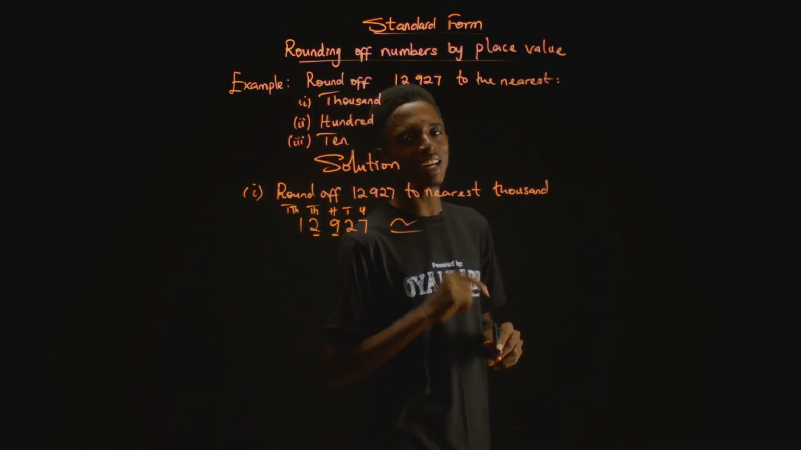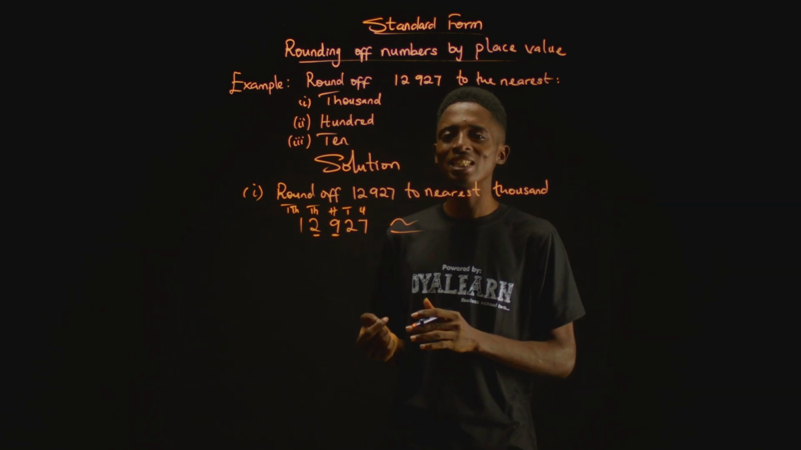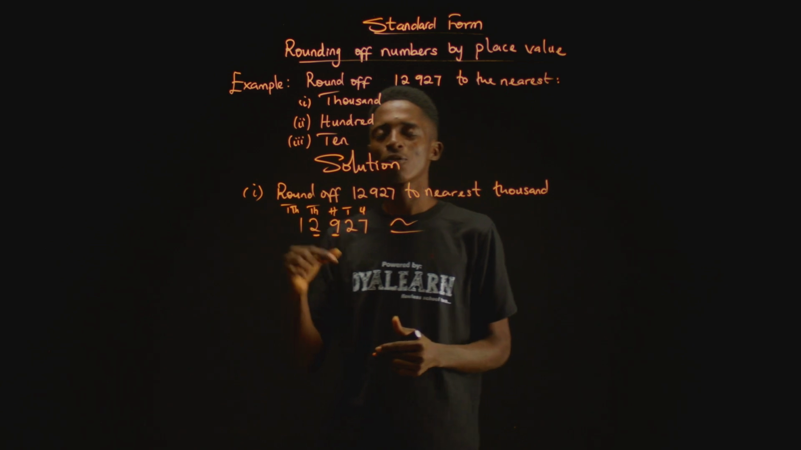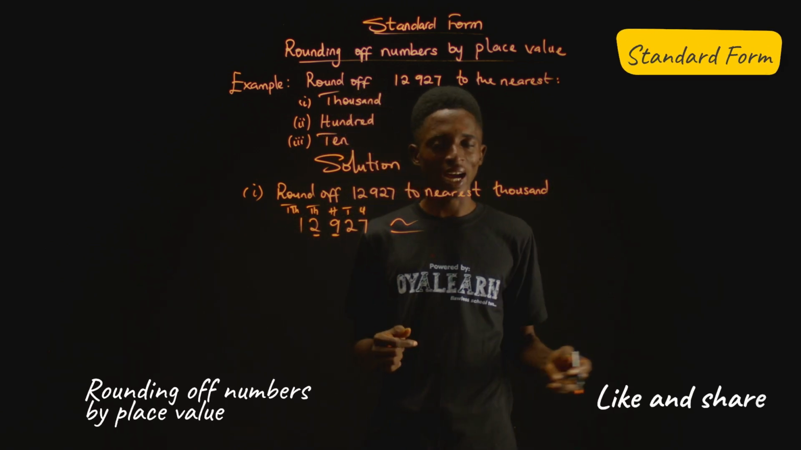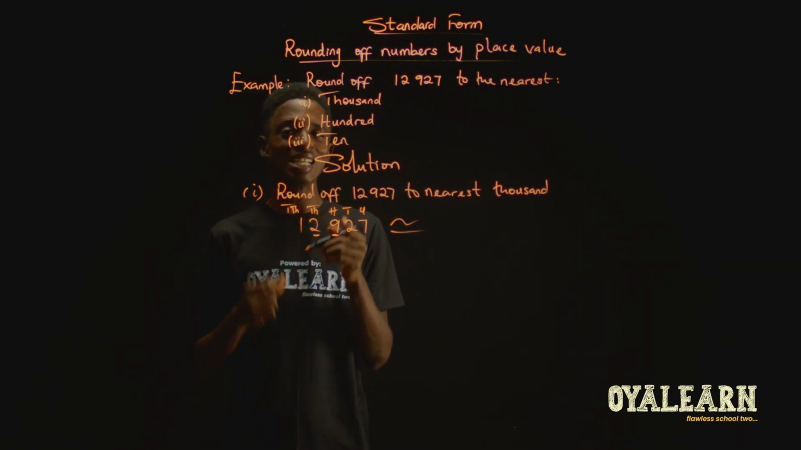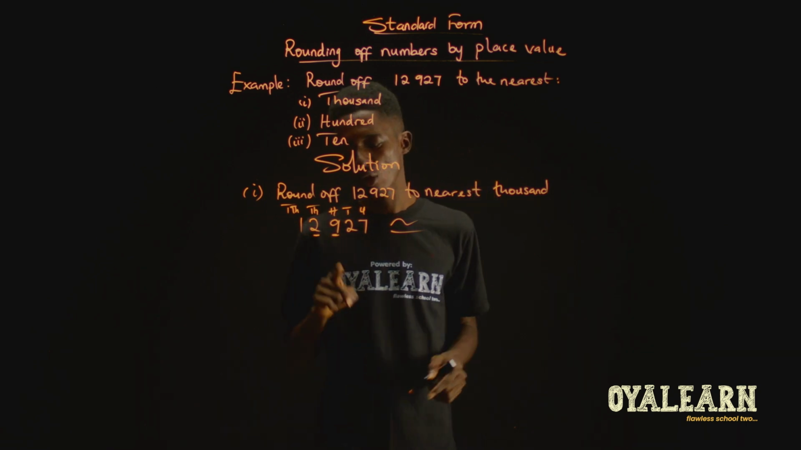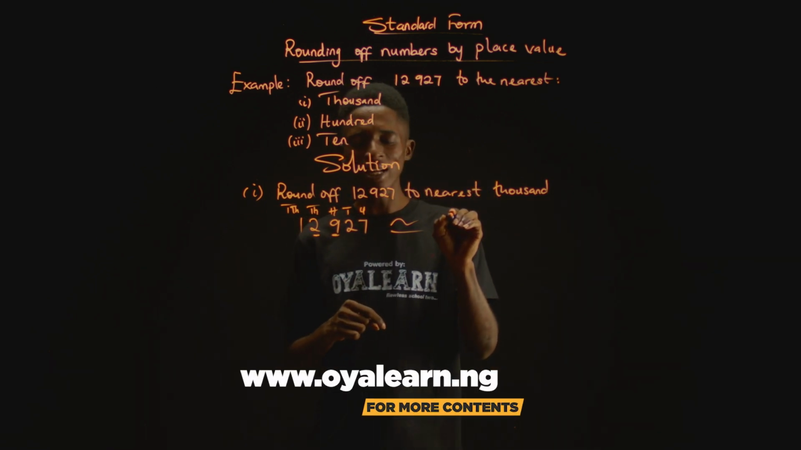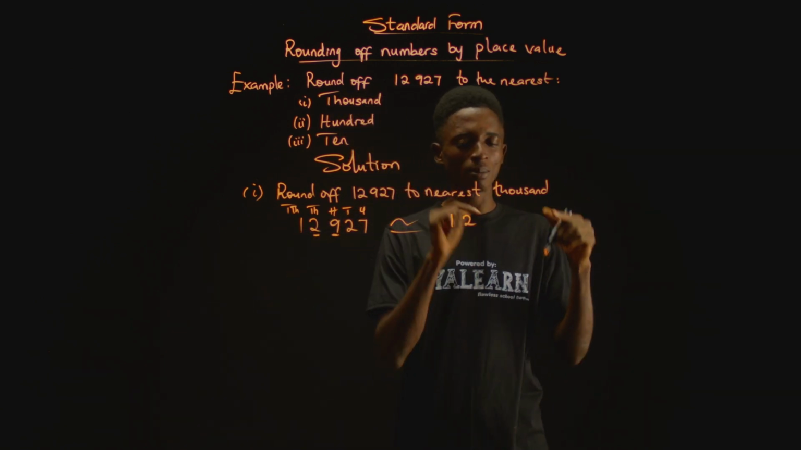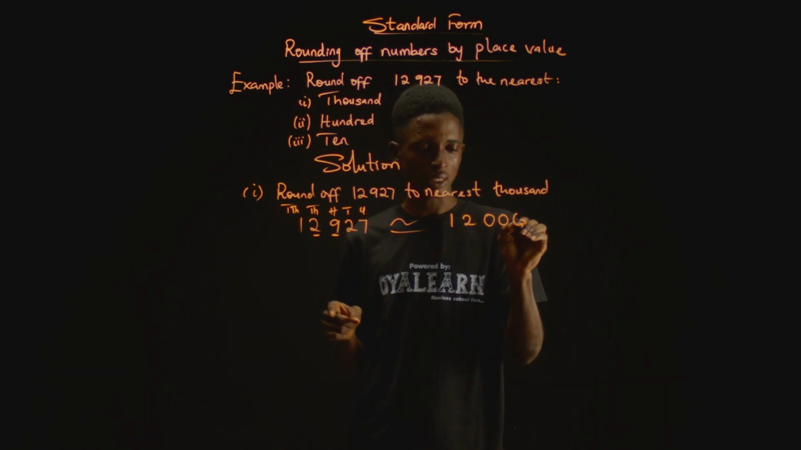Now that we have identified the next digit, the rule we are applying says that when that digit is from 0 to 4, we round down. But when it is from 5 to 9, we round up. And as we can see, the digit next here is 9. So it is a case where we have to round up. So in order to round up, we will then have 1, 2. Now recall, every other digit becomes 0. So we put 0, 0, 0.